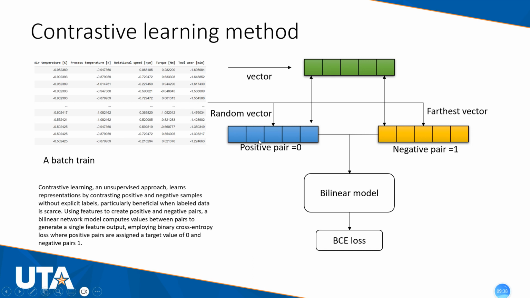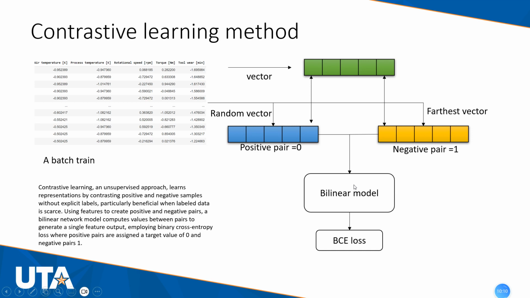So now we have a positive pair and a negative pair to input into the bilinear model. This bilinear model takes the 2 vectors and outputs 1 feature, which is 1 value. For the positive pair, we set the value as 0, and for the negative pair, we set the value as 1. Failure is also a binary number. So we can use binary cross entropy loss to train the model, and we input this batch again and again.